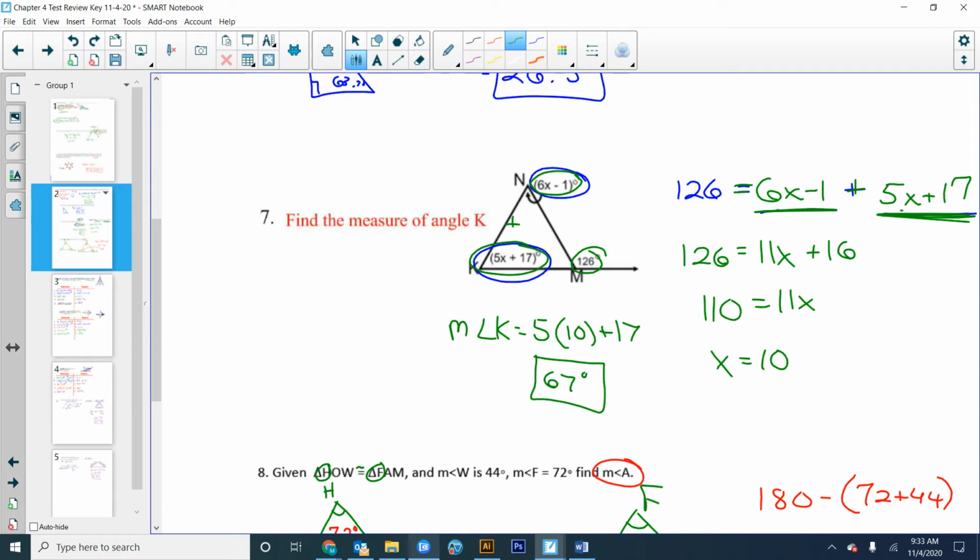6x and 5x make 11x. -1 and 17 make 16. Subtract 16 from both sides, you get 11x equals 110. Divide by 11, you get x equals 10. And since they asked for angle K, you plug in 10, 5 times 10 is 50, plus 17 is 67 degrees.